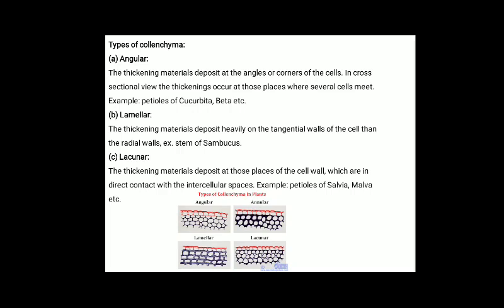Then lamellar collenchyma. The thickening materials deposit heavily on the tangential wall of the cell than radial wall. Example, stem of Sambucus. Then lacunar collenchyma. The thickening material deposit at those places where the cell walls are in direct contact with intercellular spaces. Examples, petiole of Salvia, Malva, etc.